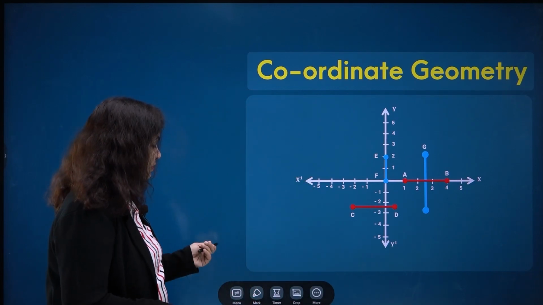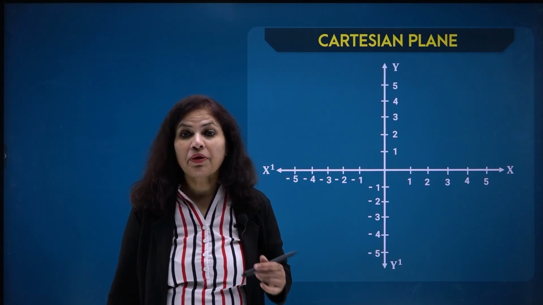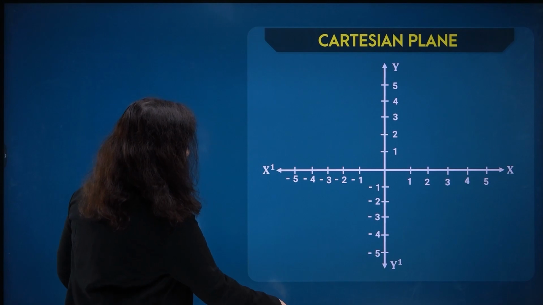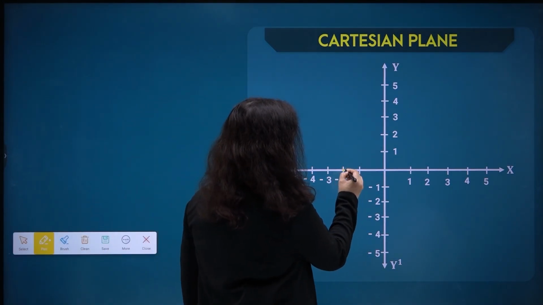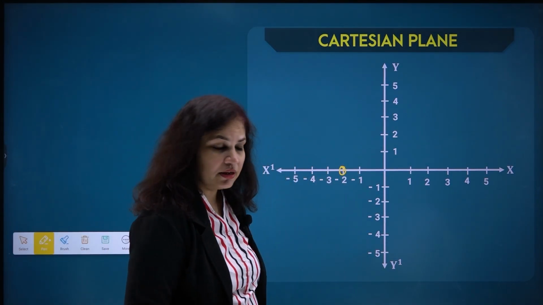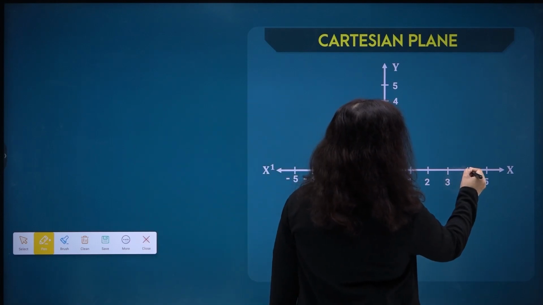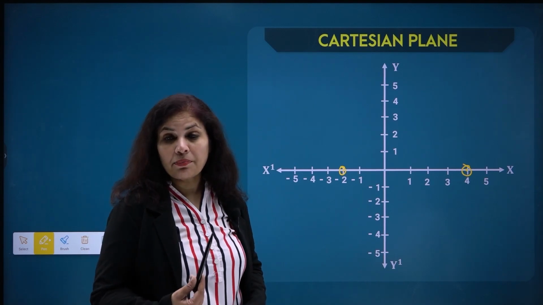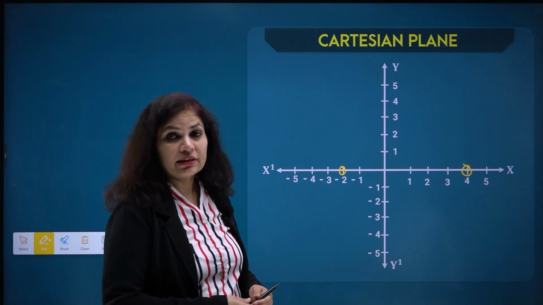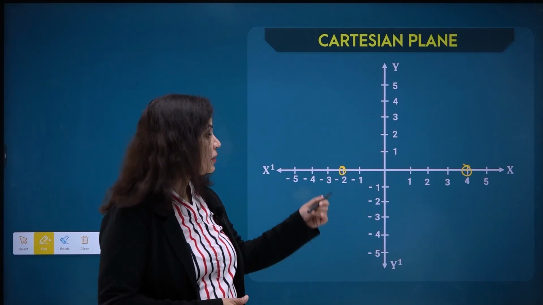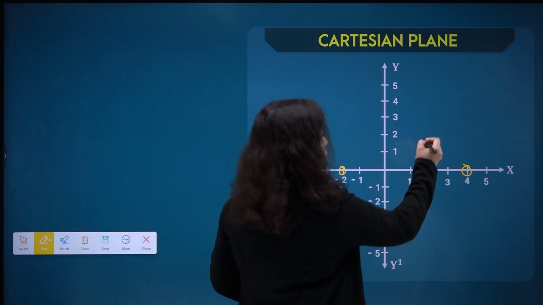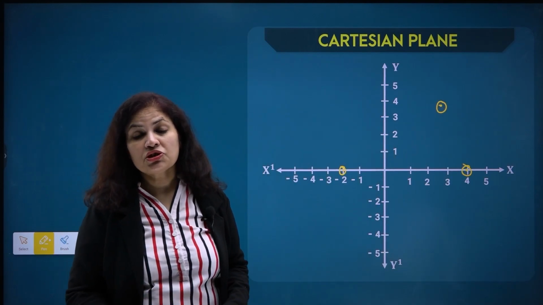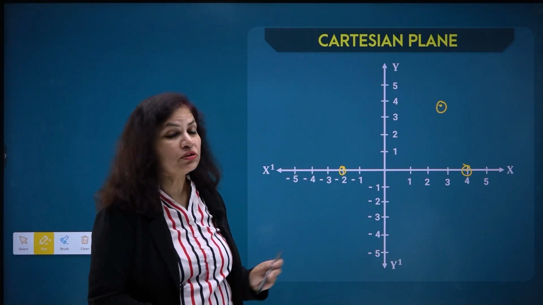So far we have learnt how to represent a point on a number line. If I mark a point here, it will represent -2. If I mark a point here, it will represent +4. If I want to represent a point, I will take the help of a number line. But what if I want to locate a position? If I want to locate the position of a point, this is placing a point on a number line.